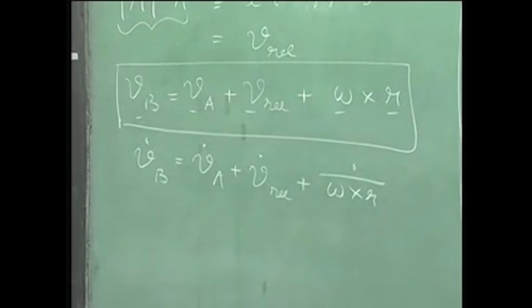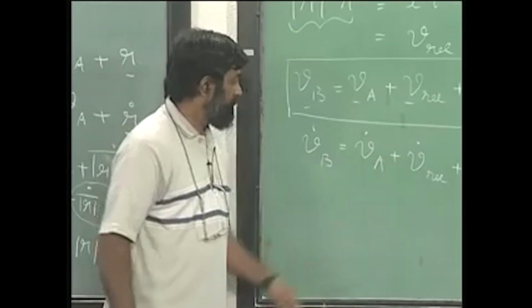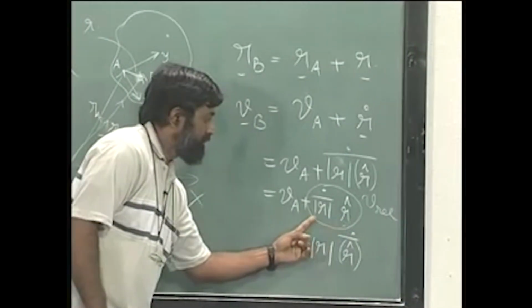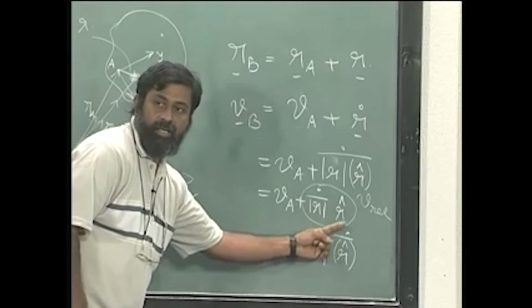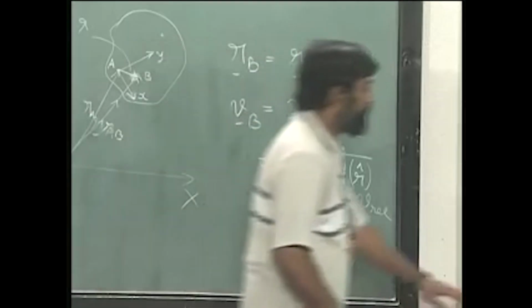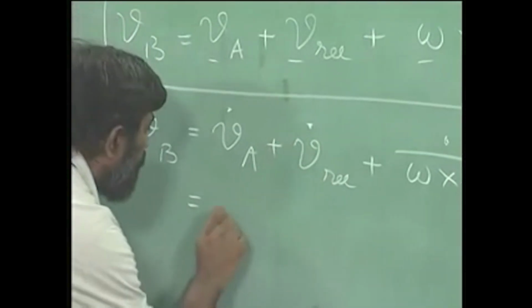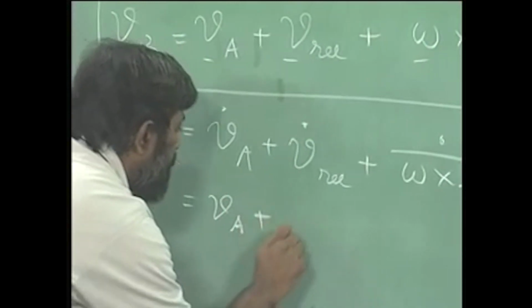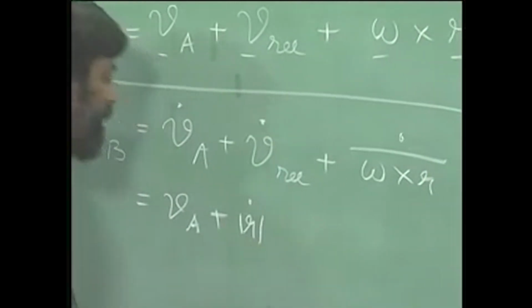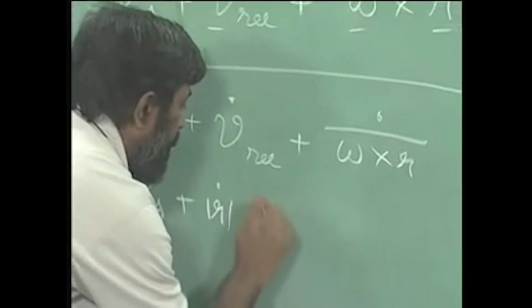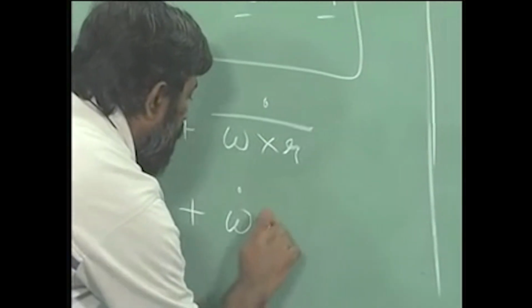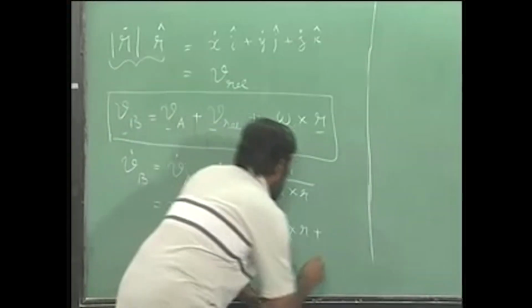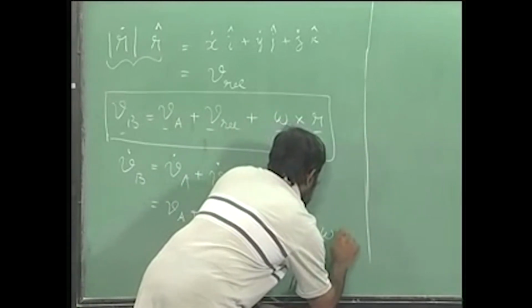Now instead of writing V dot relative, I am now going to use what we have already written here, which is the r dot times r cap, okay. So it is Va plus r dot times r cap plus omega dot cross r plus omega cross r dot.